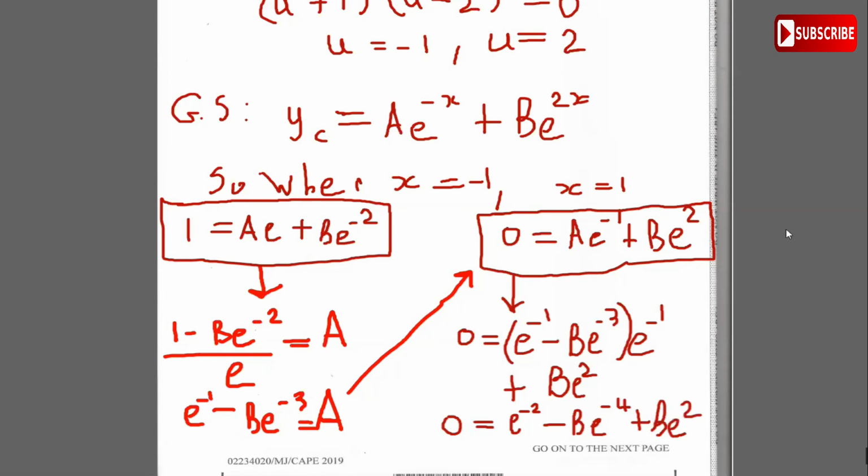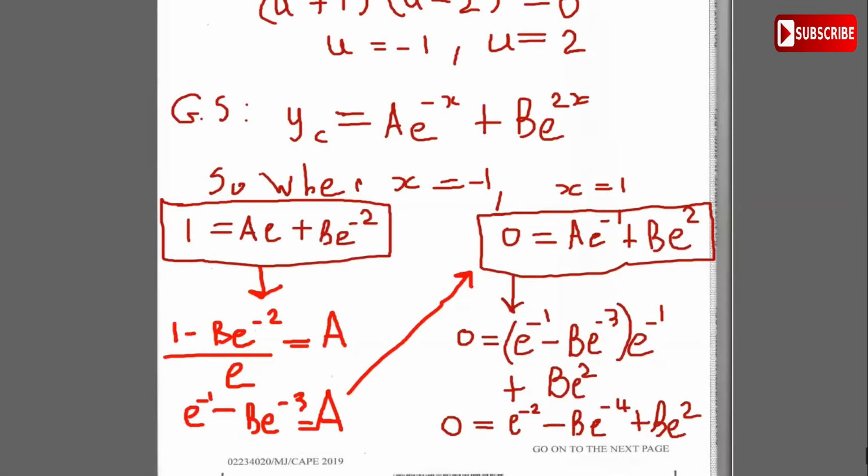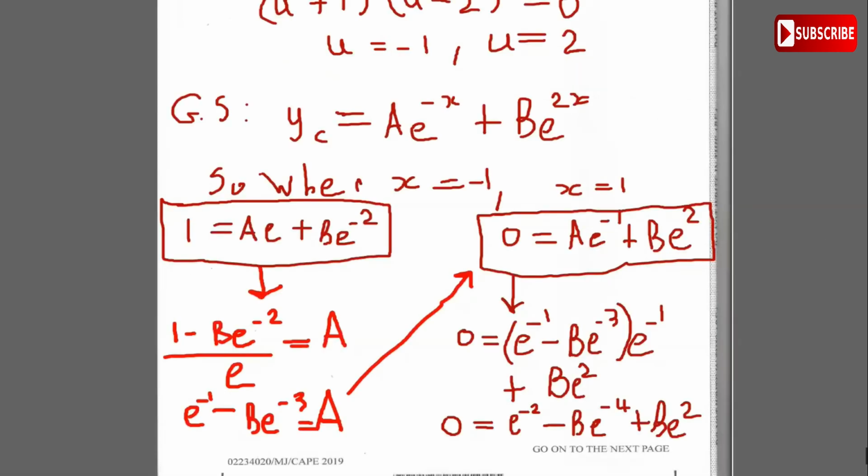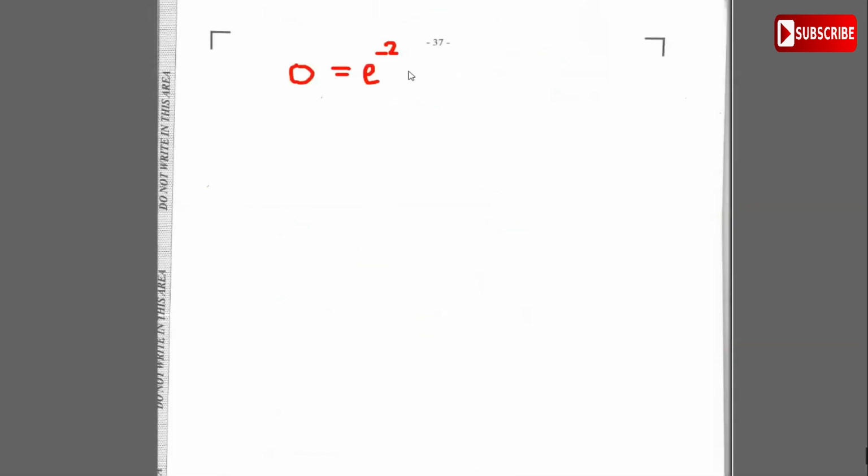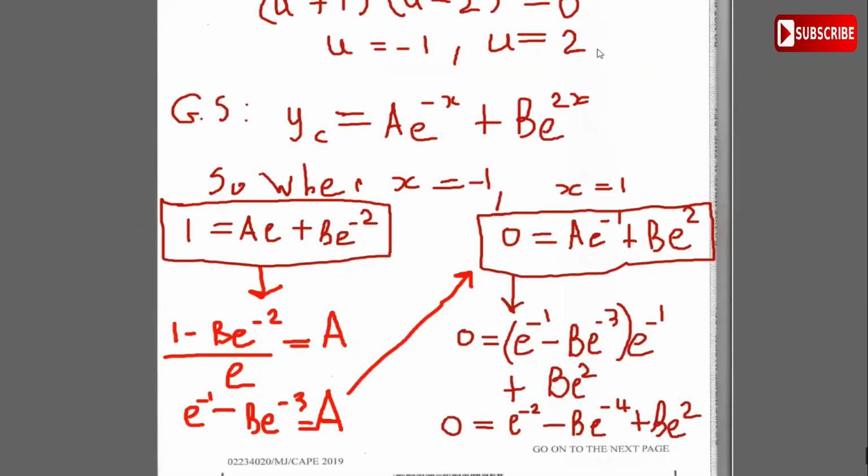All right, we are almost done. Let me just write back the equation. We have 0 is equal to e to the minus 2, minus B e to the minus 4, plus B e squared.